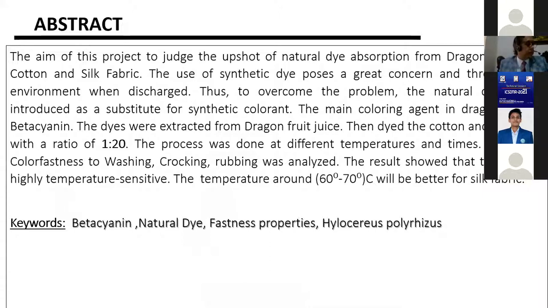The dyes are extracted from dragon fruit juice, then used to dye the cotton and silk fabric with a ratio of 1:20. The process was done at different temperatures and times. After that, color fastness to washing, cracking, and rubbing was analyzed. The result showed that the coloring is highly temperature sensitive. A temperature around 60 to 70 degrees Celsius is better for silk fabric. The keywords are beta-cyanin, natural dye, fastness properties, and Hylocereus polyrhizus.